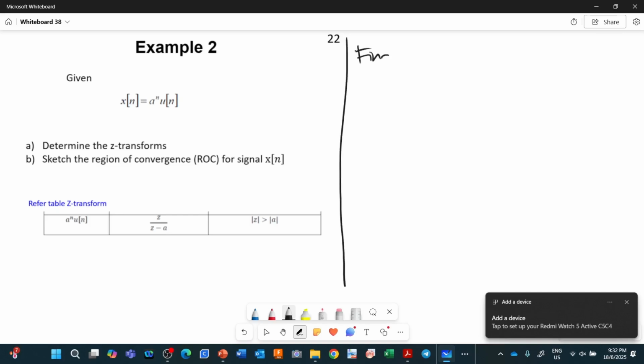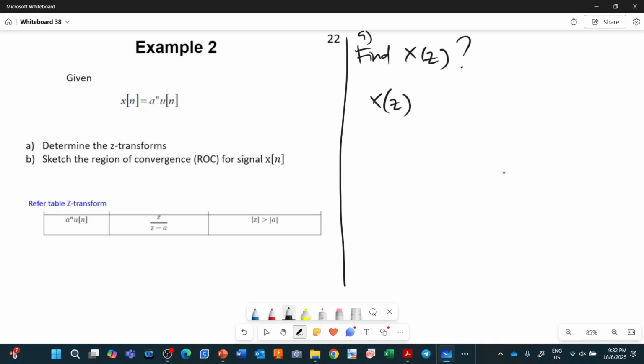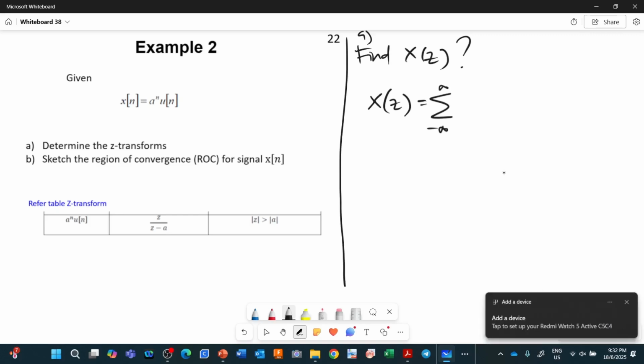Find the Z transform, the exact one. Later on you're going to use the Z transform table directly. I just want to prove to you why it's like that. So we do a few derivations, then later we just directly use the Z transform table, similar to the Fourier transform. So what is the equation? Summation from minus infinity to infinity of x[n] z to the power of minus n, right?